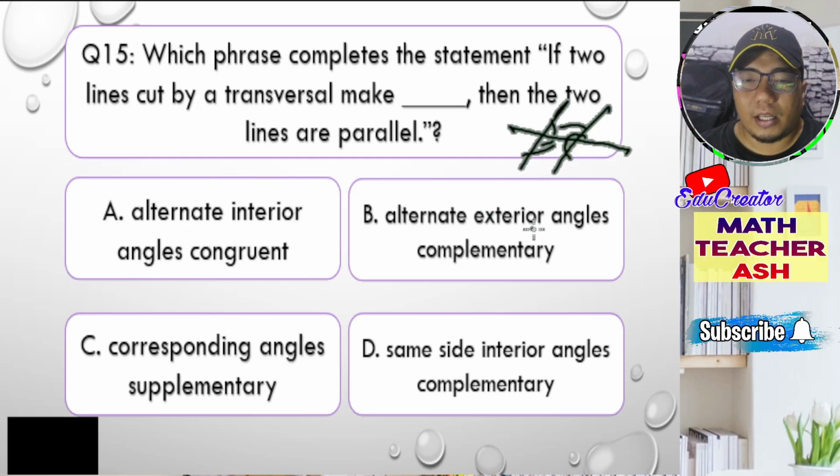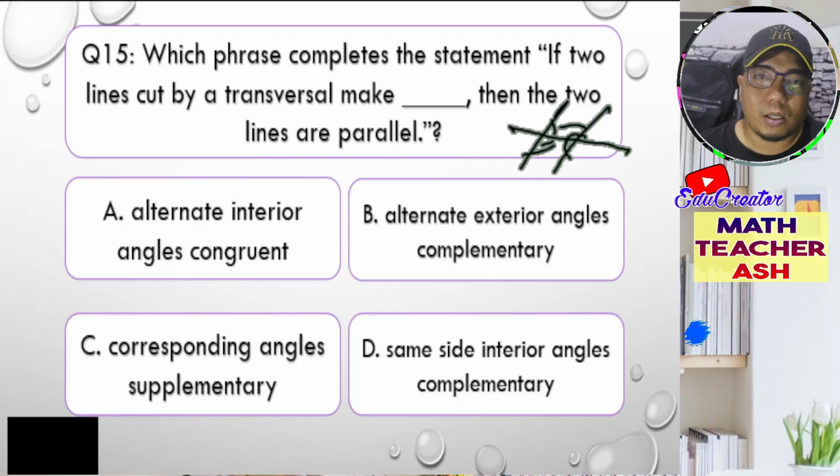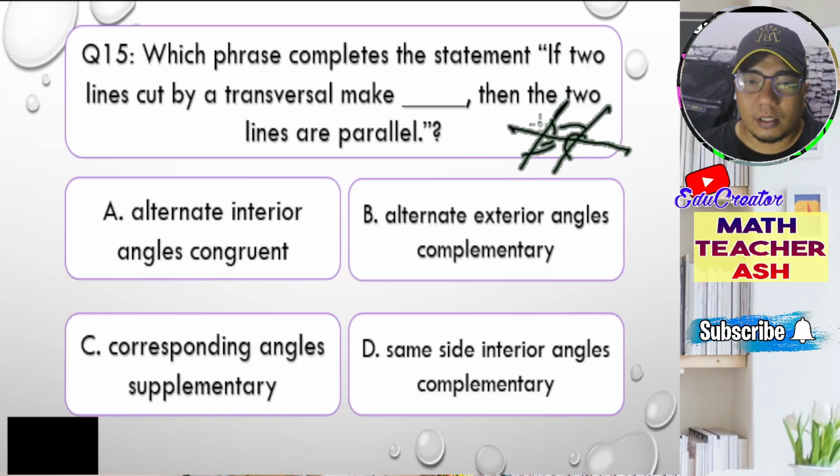Next, alternate exterior angles should be complementary. When we say complementary, it is equal to 90 degrees. So alternate exterior angles, this one should be complementary with this one. That is already wrong, because alternate exterior angles are always congruent. So letter B is wrong.